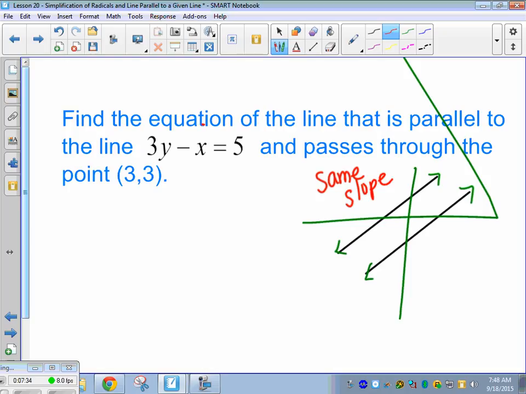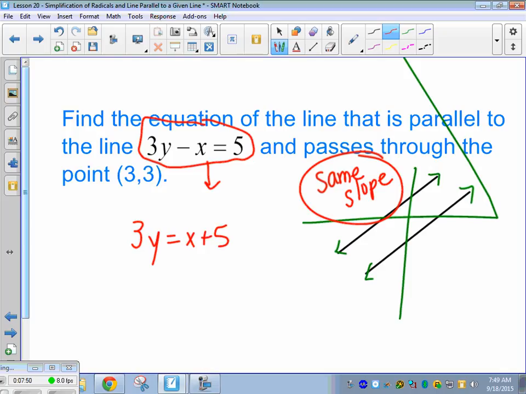We have 3y minus x equals 5. We want to keep the same slope from that line. So the first thing we need to do is find the slope, and we find the slope by solving for y. So I'm going to go ahead and move the x to the other side. And when it moves over to the other side, it goes positive. Okay, then I'm going to divide each piece by 3. What number's in front of x there that we don't see? Right, so this is really 1/3 x plus 5/3.